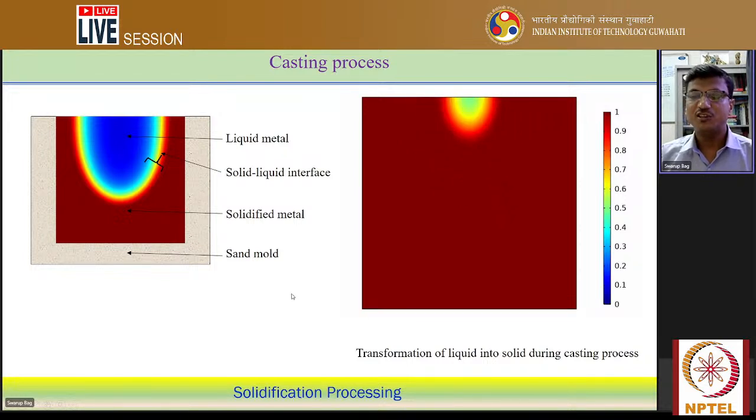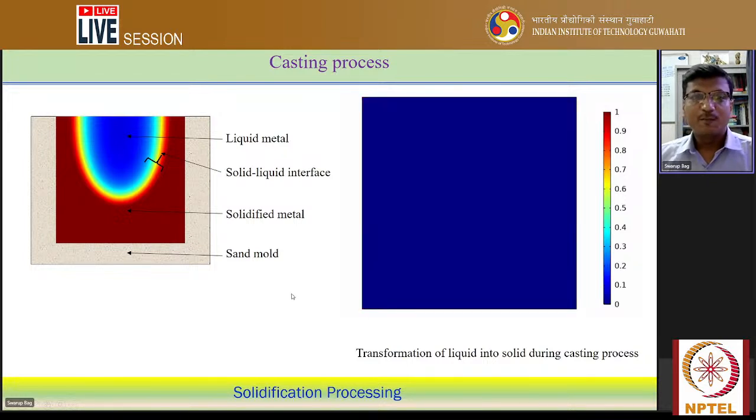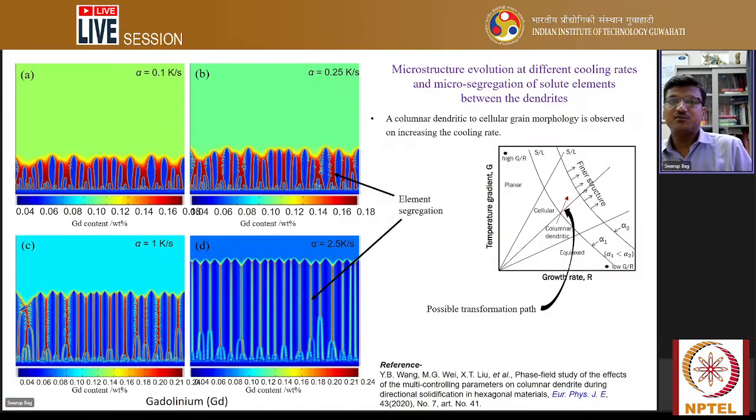Looking into this kind of temperature simulation, it is possible to see the solid fraction converting from the liquid fraction. This way you can represent the transformation from the liquid phase to the solid phase in the casting process. Here is another part: the simulation of the microstructure evolution at different cooling rates. In this simulation, we can observe the microsegregation of the solute elements between the dendrites.